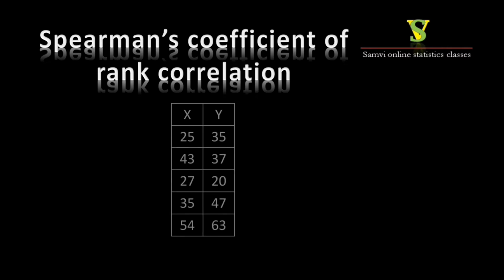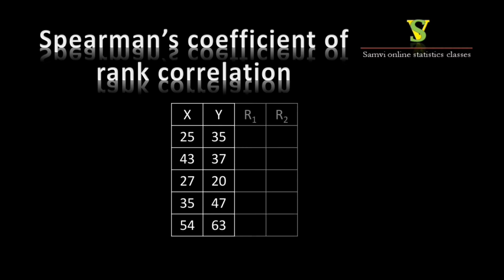Today we discuss Spearman's coefficient of rank correlation. Let us take one small example. Here two variables are given, one is the x variable and one is the y variable. First, you understand how to allot the ranks. If you want to allot the ranks from highest value to lowest value, the highest value will be the first rank, the next highest is the second rank, and like this you have to allot the ranks.